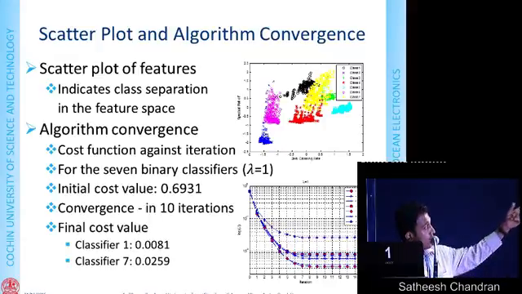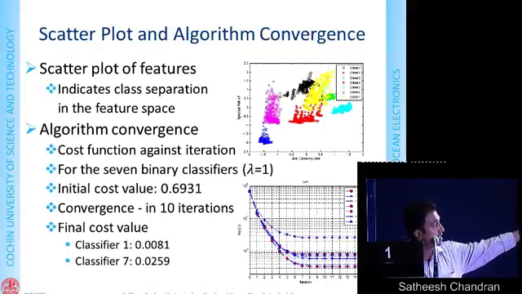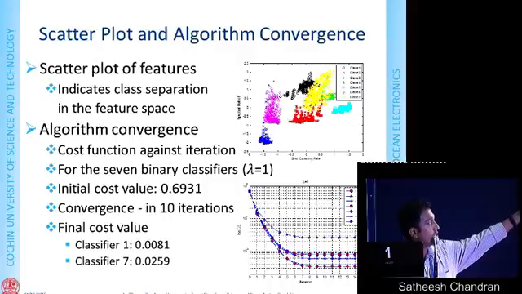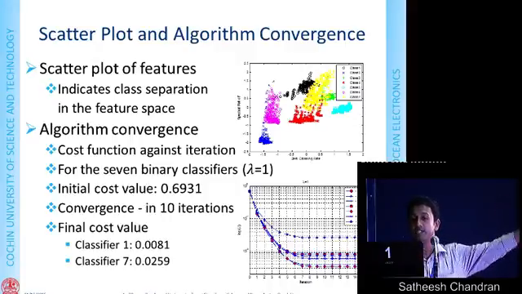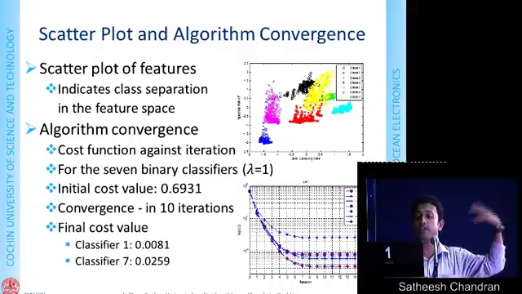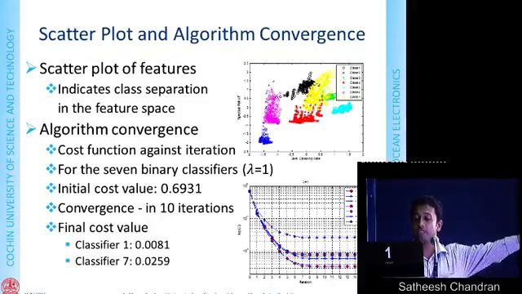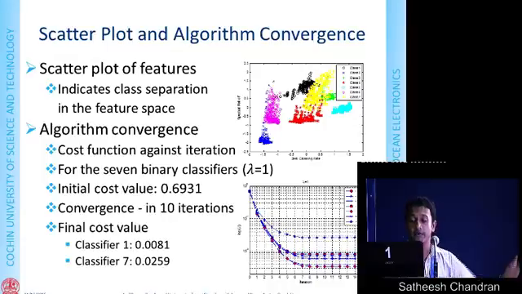For that, the cost function is plotted against the number of iterations for various values of lambda. We can see that with increasing lambda, the algorithm converges very fast. For lambda equals 0.001, it takes 16 iterations, whereas it takes 11 iterations for lambda equal to 0.1, and for lambda equal to 7, the algorithm converges in 7 iterations.